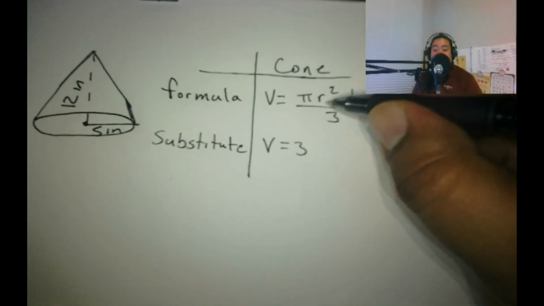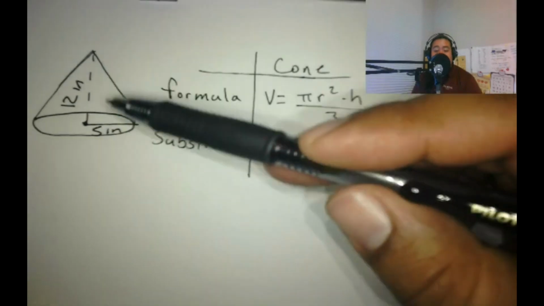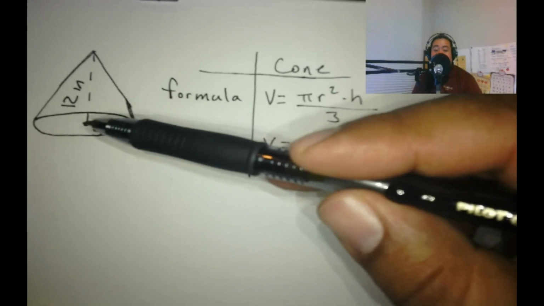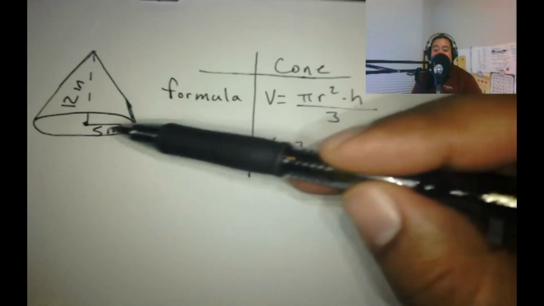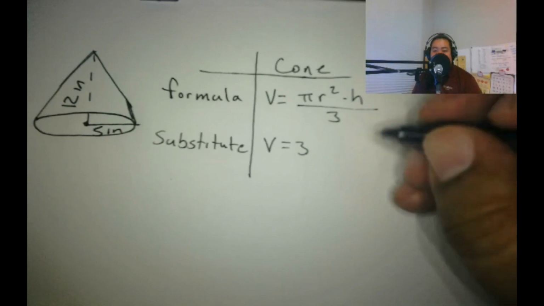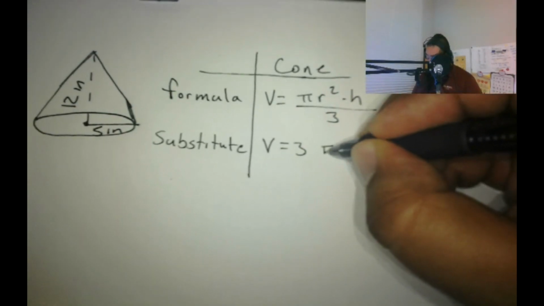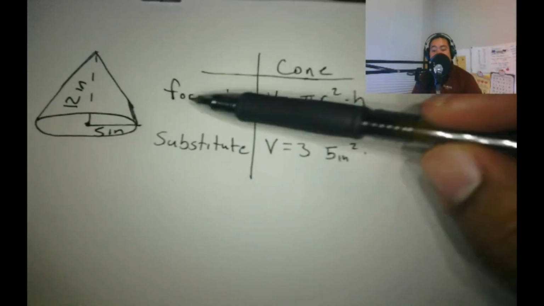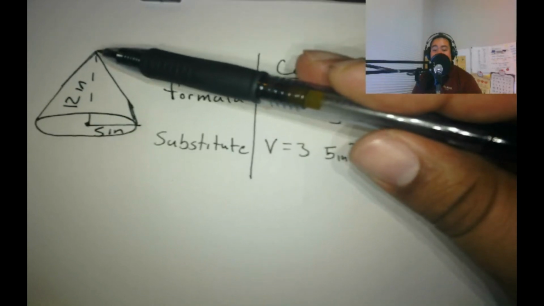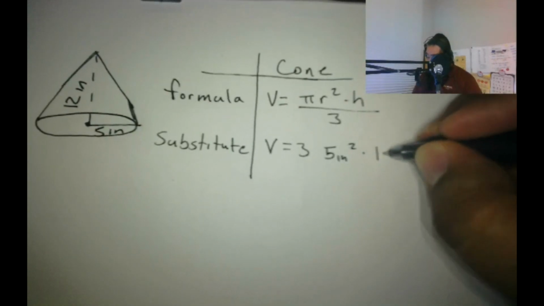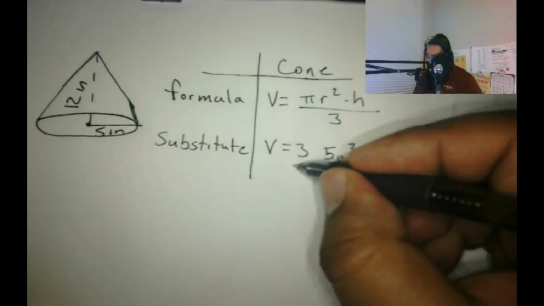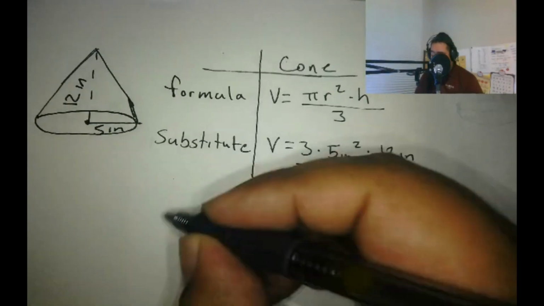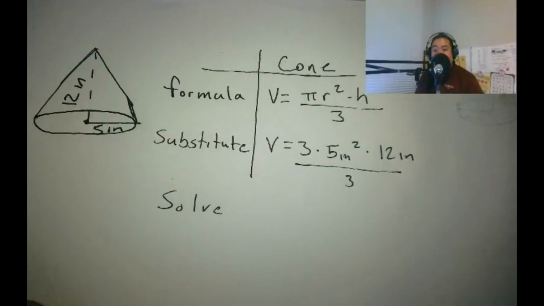If I'm looking at this going up and down, this is my height. The radius is the distance from the center of my circle all the way to the outer edge. So the radius of this cone is 5 inches. So we're going to do 5 inches squared times our height, which going from the base all the way to the top of that point is 12 inches. So 12 inches, and we divide all of that by 3. And that's what we're multiplying. My last step is to go ahead and solve. So let's go ahead and do the math.